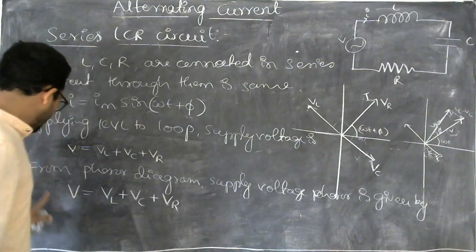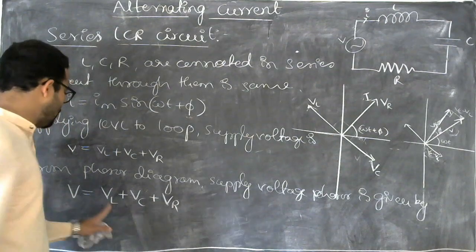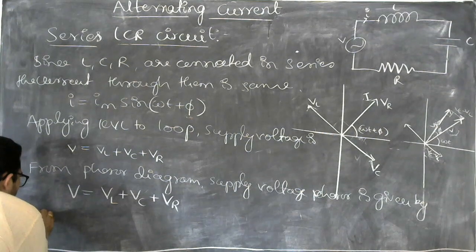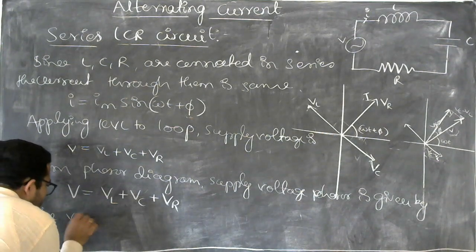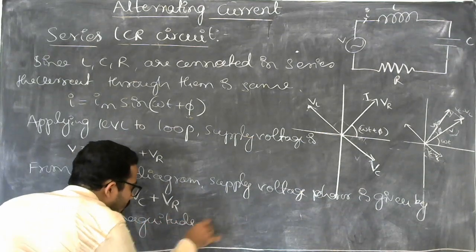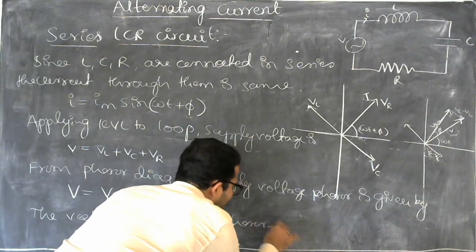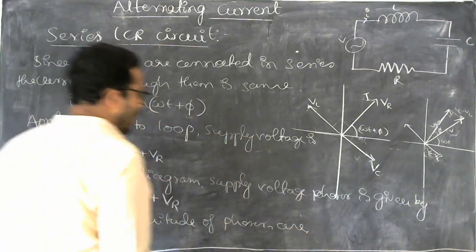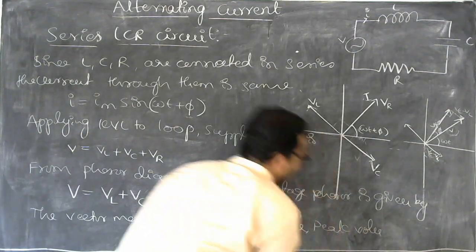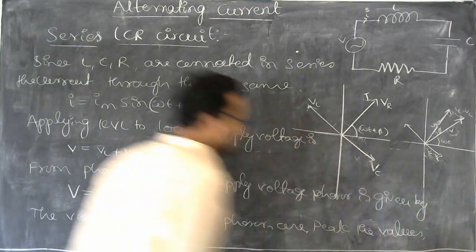I'll come to that. So here we have written, from the phasor diagram, the supply voltage phasor is given by V, VL, VC and VR. Let's write: the vector magnitudes of the phasors are the peak values.